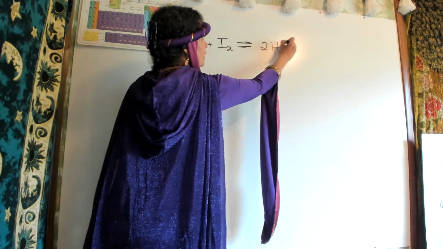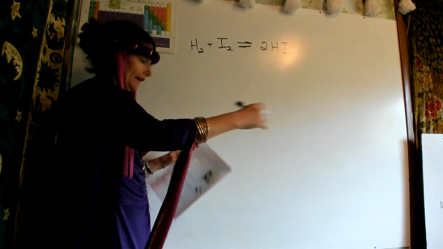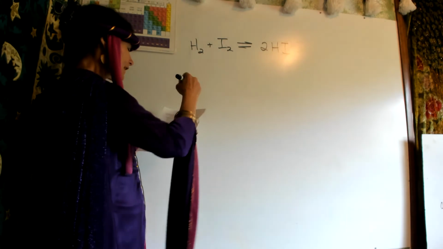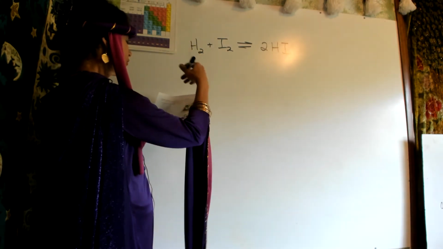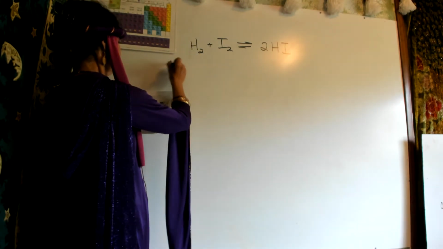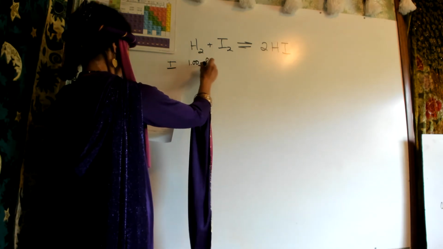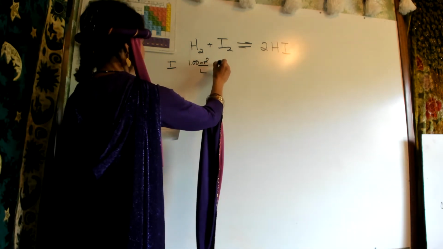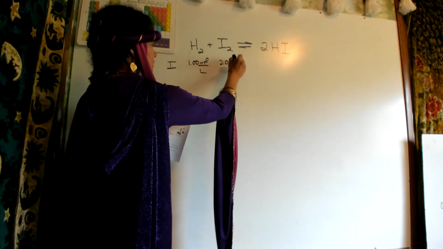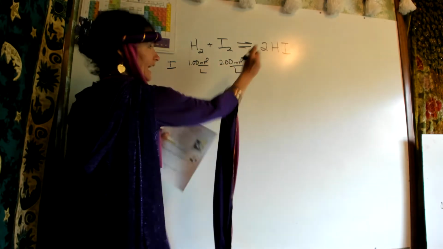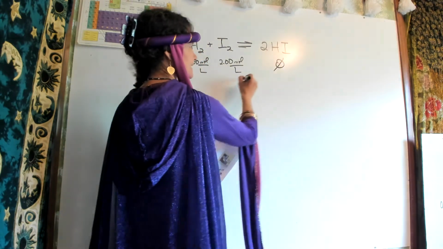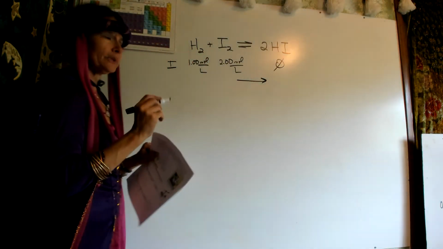Those of you who have the solve function will be able to fast forward probably through this. We plug in our pieces. We have 1 mole per liter of the hydrogen, so 1 mole per liter. And this one we have 2 moles per liter. And there's nothing in the HI, so that's my 0. So we're going to move forward.